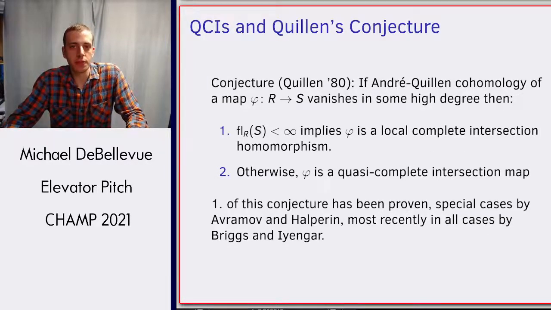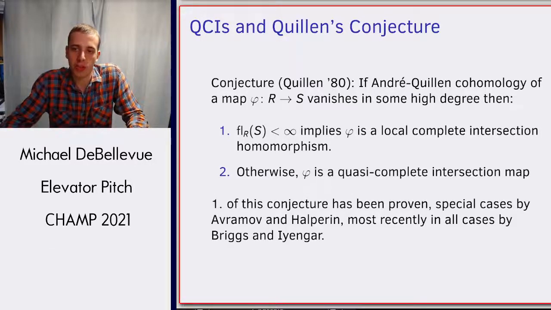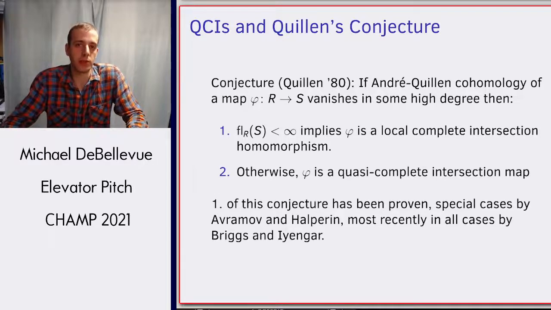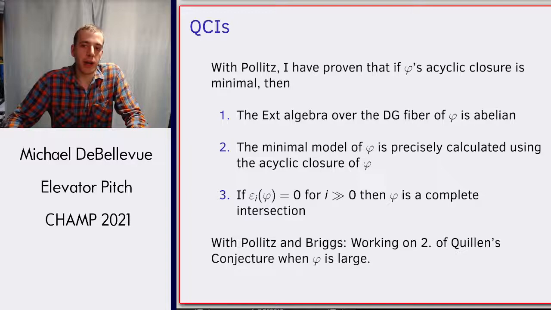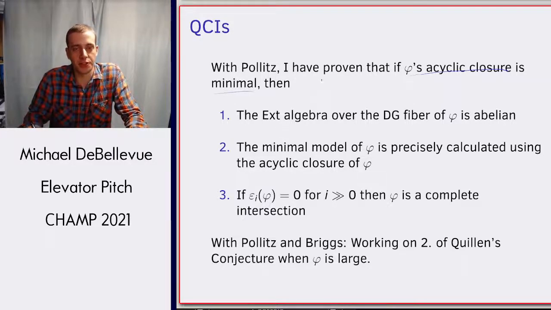Finally, I have done some work on quasi-complete intersections and Quillen's conjecture. So Quillen has this conjecture that says that if the André-Quillen cohomology of a map vanishes in some high degree, then the map is either a complete intersection or a quasi-complete intersection. The first part of this conjecture has been proven, but the second is currently open. With Josh Pollitt, I have some results about when the acyclic closure of a map is minimal. This is a property that is satisfied by all quasi-complete intersections, but it's satisfied by more maps than just that.